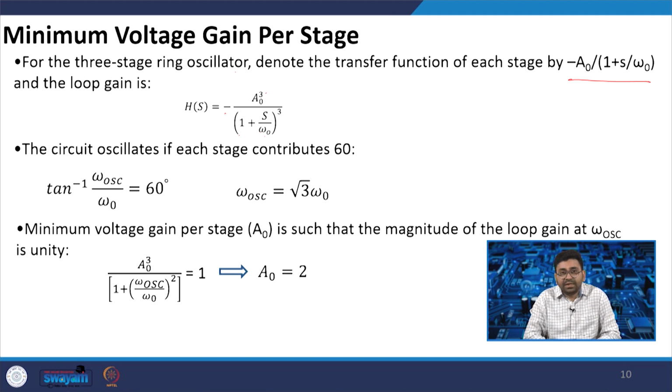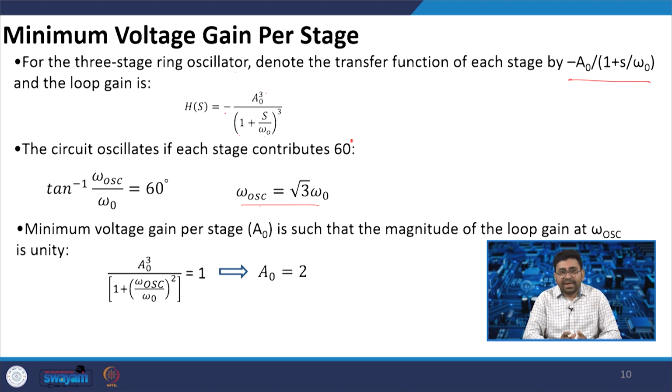So, the circuit oscillates if each stage contributes 60 degrees of phase shift, because a 180 degree phase shift is required. So, tan inverse of omega oscillation by omega naught is equal to 60. So, you will get omega oscillation equal to root 3 into omega naught. So, if you want to design the oscillator at a certain frequency and you know omega naught, you know the pole, and by choosing those values you can size your oscillator.